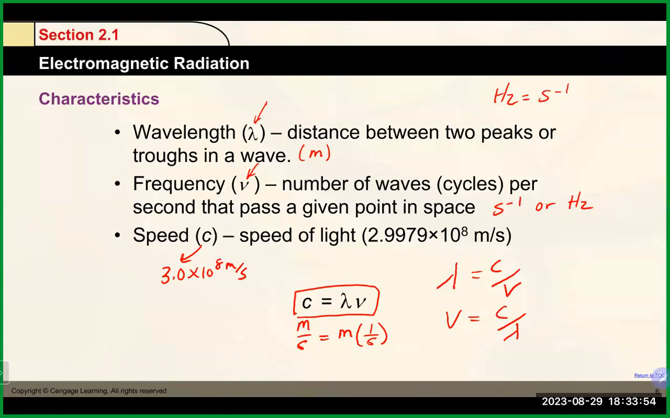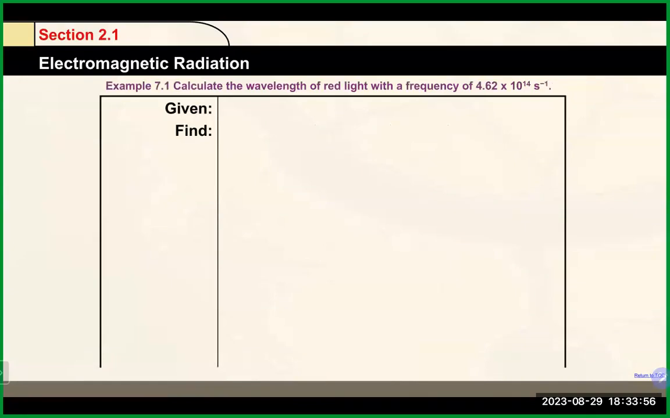All right, so why don't we try one here? What is the wavelength of red light that has a frequency of 4.62 times 10 to the 14? And let's do it in nanometers. So what is the wavelength in nanometers? Nano is 10 to the -9. So see what you come up with.